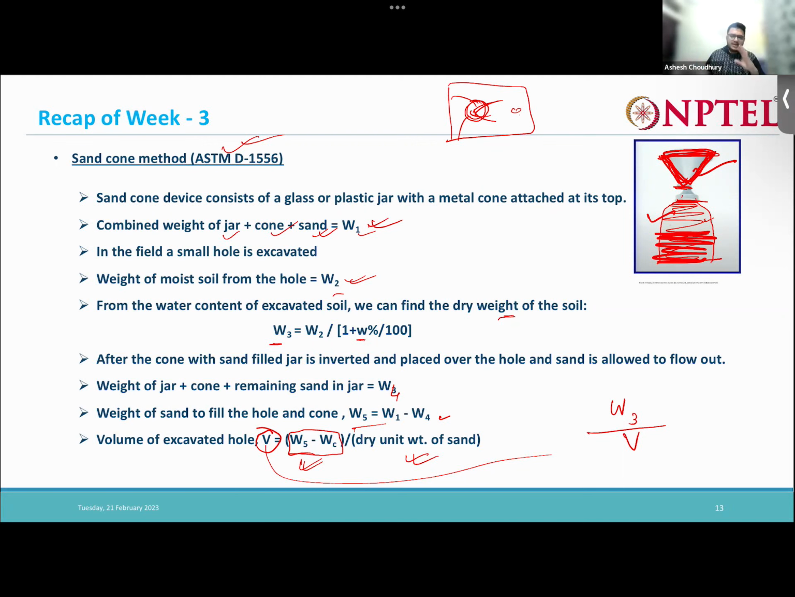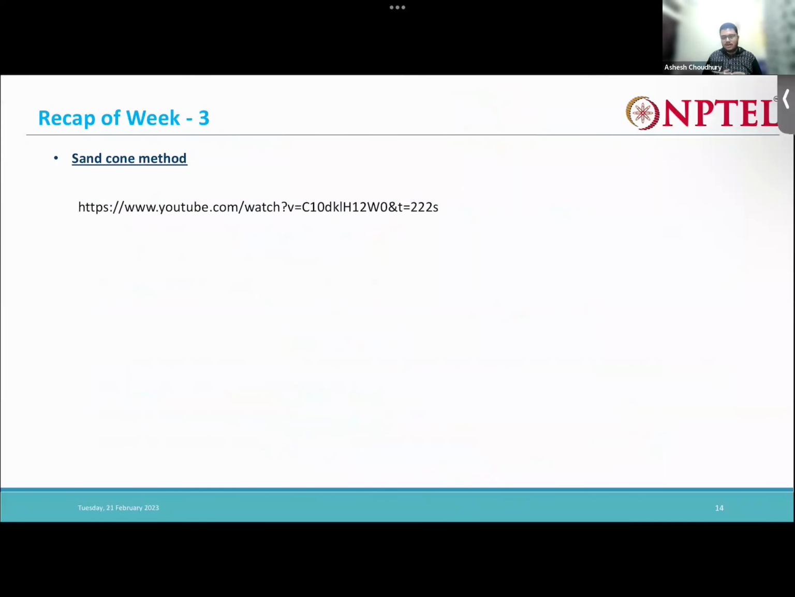Okay, so this is actually very difficult to explain like this. It's a very simple experiment in the lab. You can easily do it. It's actually very easy, and in the lab it's also very easy to explain.